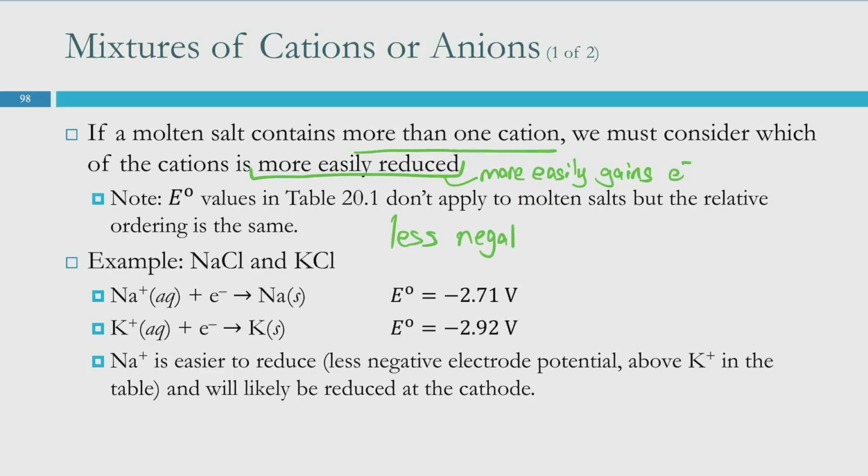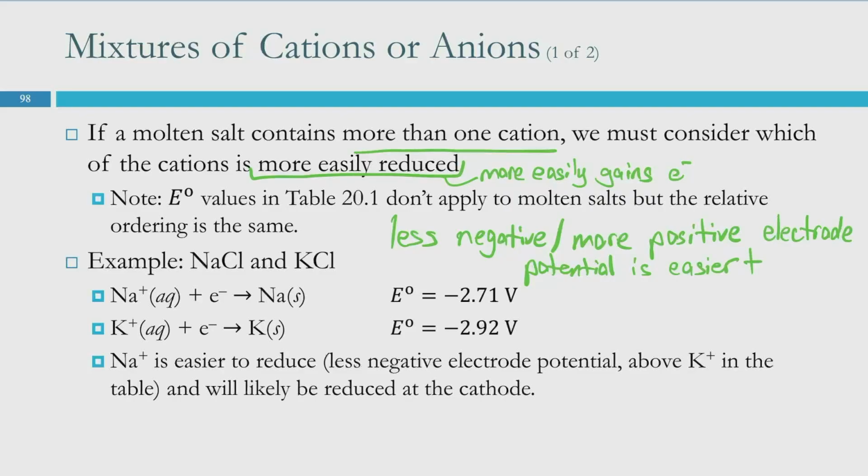And our less negative, or more positive, however you want to think of it, the one that's higher up on the list, electrode potential, is easier to drive. Or complete, however you want to think of it. It more easily accepts an electron.